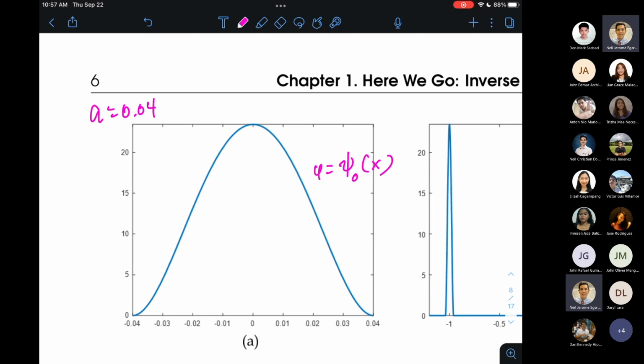Tapos, ang gagawin ko, yes, Denmark. Sorry po, sa napindot lang po. Okay, sorry. Akala ko may tanong ka.